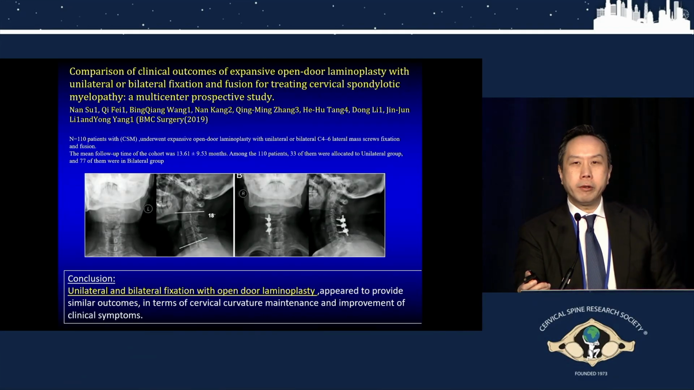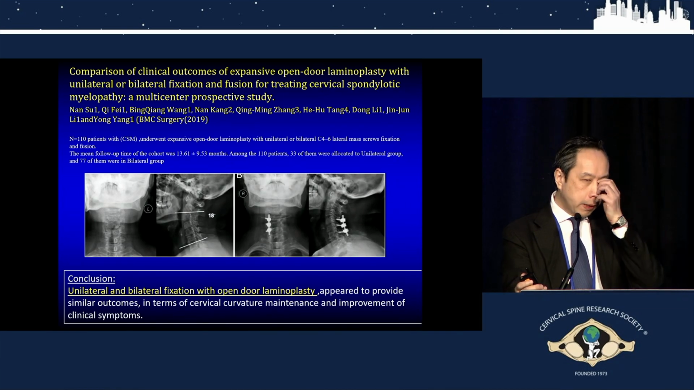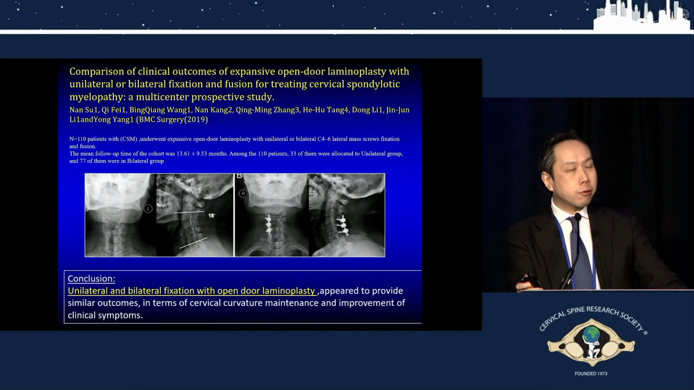By now you're wondering, okay, I have an open door laminoplasty, I may have a plate there, how am I going to squeeze in a screw inside that? Well, this paper by Nam Soon talked about whether it is okay to do a unilateral lateral mass screw fixation together with an open door laminoplasty in a small cohort of patients.